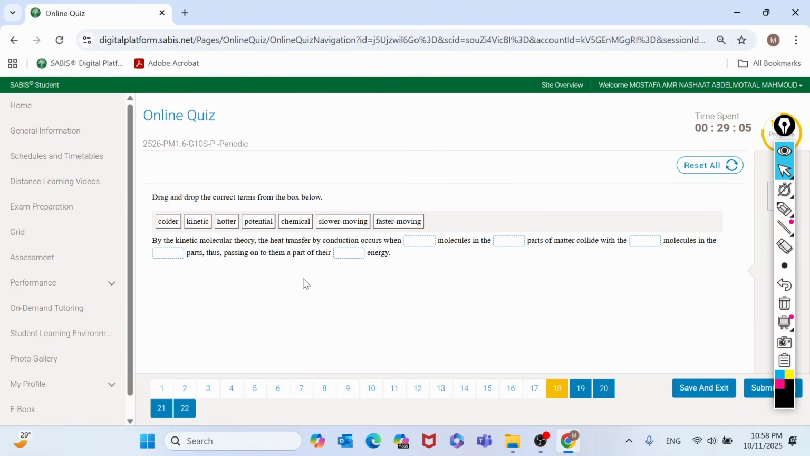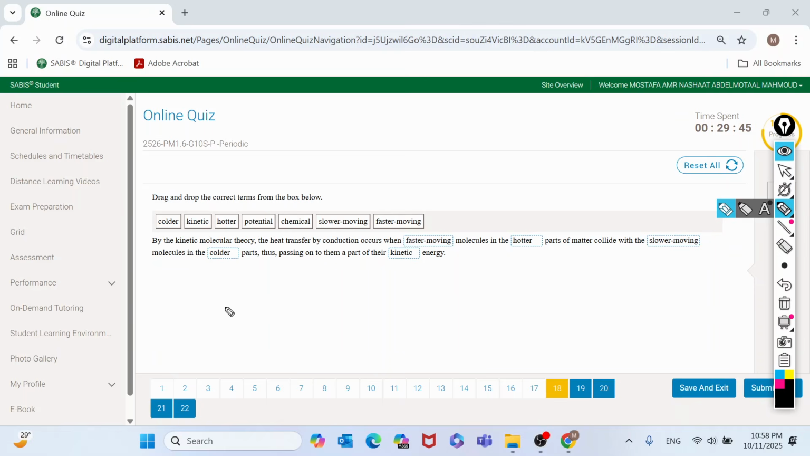By the kinetic molecular theory, the heat transferred by conduction occurs when faster moving molecules in the hotter parts of matter collide with the slower moving molecules in the colder parts of matter, thus passing onto them part of their kinetic energy. Okay guys, remember in the quiz before it, 1.1 to 1.5, there was a question where you had to use the kinetic molecular theory.